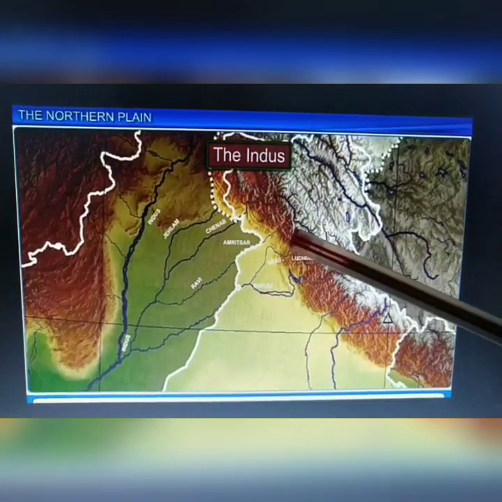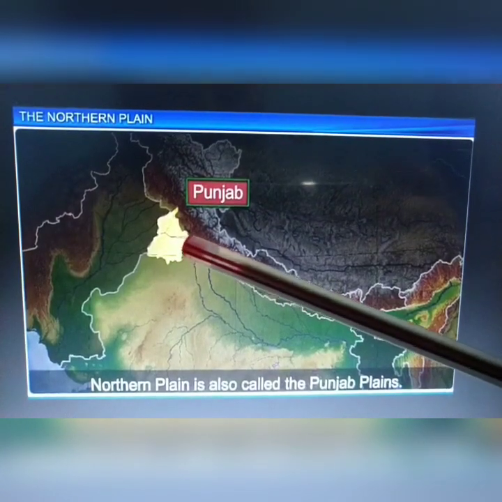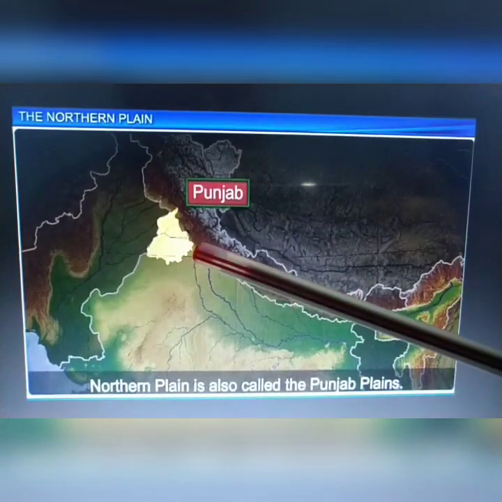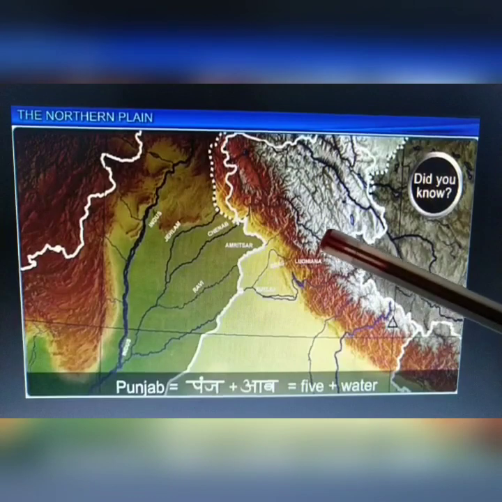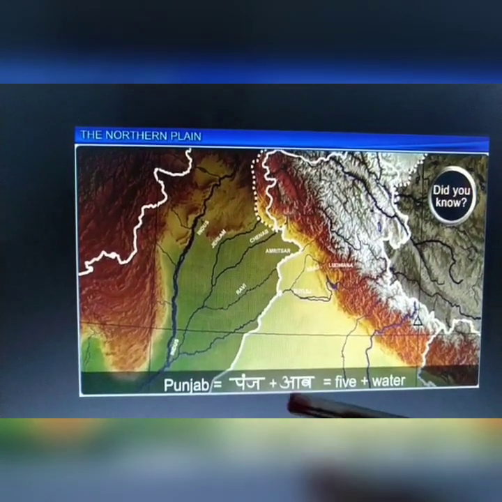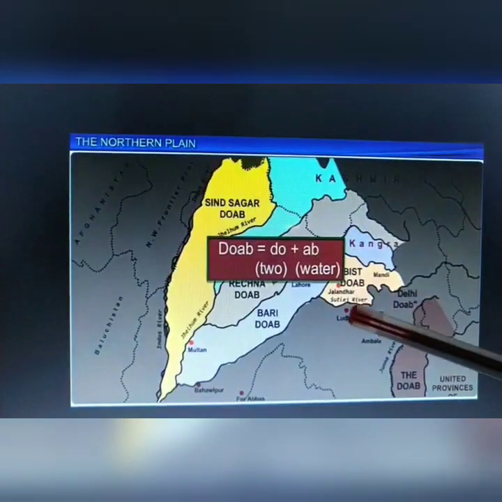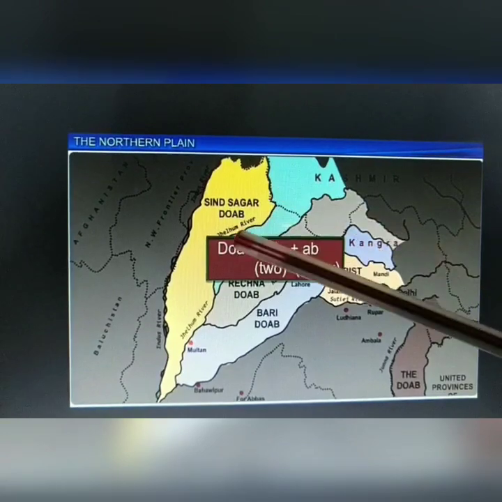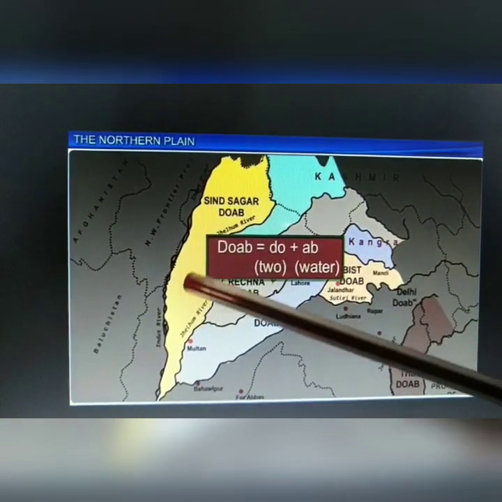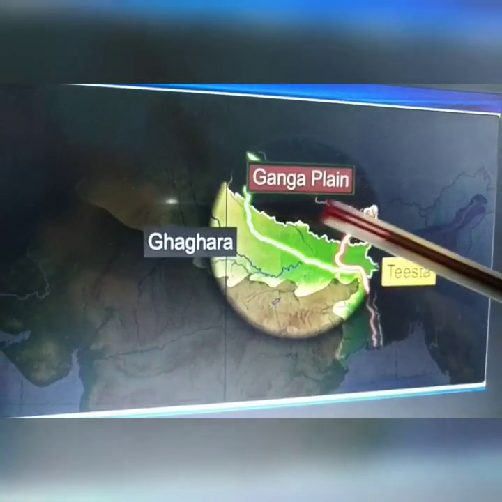The maximum plain area of these rivers is in Pakistan, and a small part is in our country. It is known as the Punjab plain. Punjab: Panj means five rivers and Ab means water. The place where five rivers join is called Punjab. Similarly, the place where two rivers join is called Doab, two waters. Now the next division of the plain is the Ganga plain.